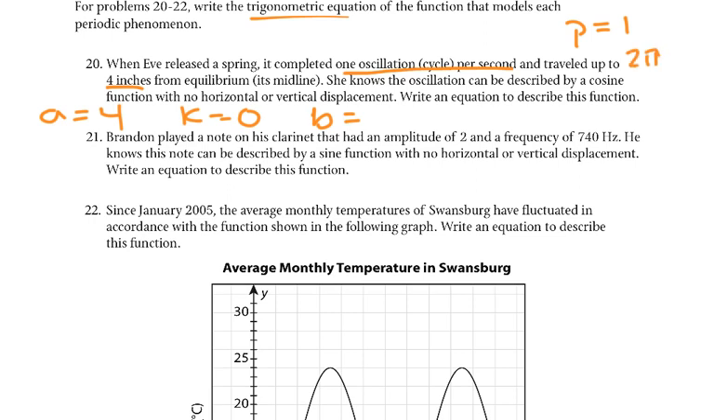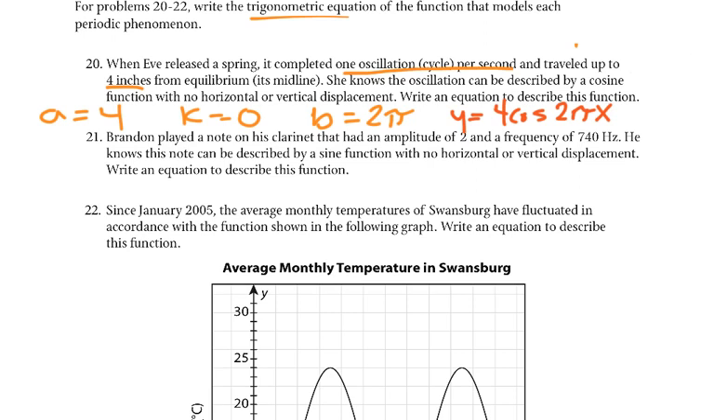So we'd go 2 pi over b equals 1. So b would have to be 2 pi, right? So in my equation, they said it was cosine. So it would be y equals 4 cosine of 2 pi x, or theta, and then plus 0, so just leave it like that.